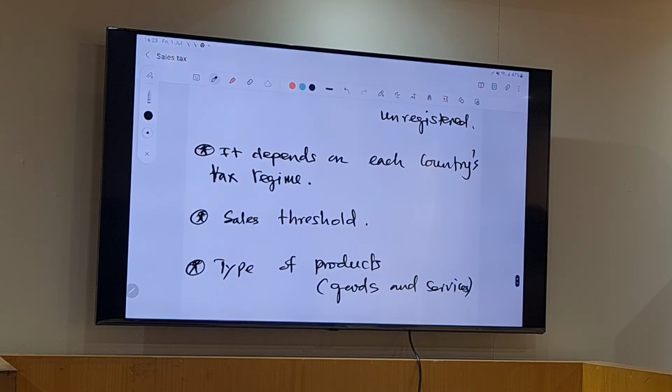First, I need to read the tax law of Qatar. Sometimes Qatar tax law may say all audit firms should register for tax purposes. Then I have no question, I have to register. Number two, my quarterly or annual sales. The tax law may say that if the quarterly sales exceed 200,000 riyal or 500,000 riyal, you should register.